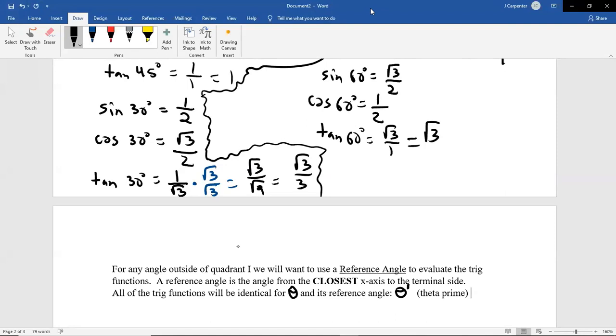That's a reference angle. That's the terminology and notation that we use for a reference angle. So an angle and its reference angle will have the exact same trig function outputs, except for a potential sign change.